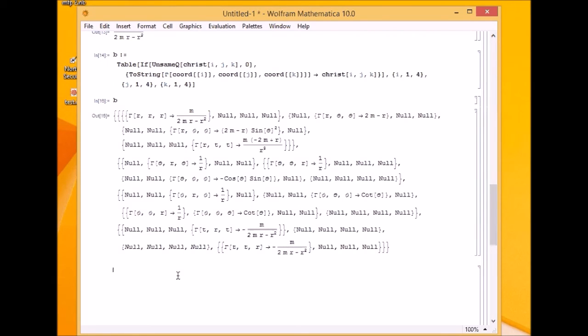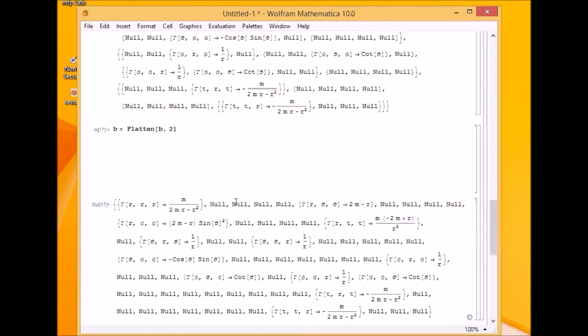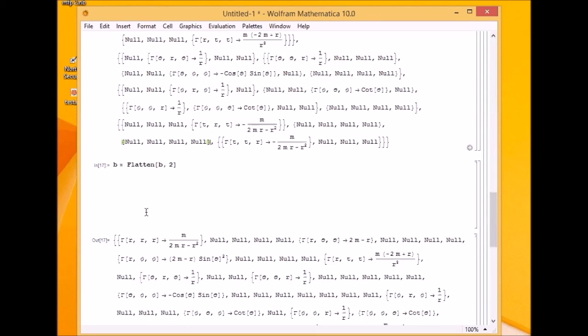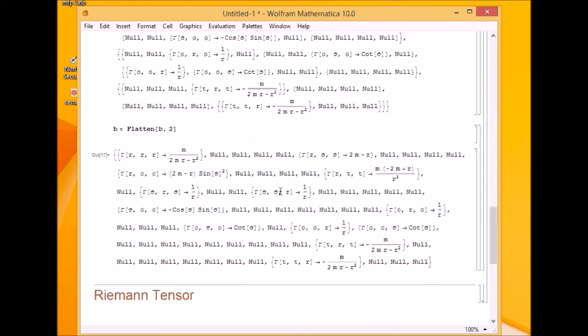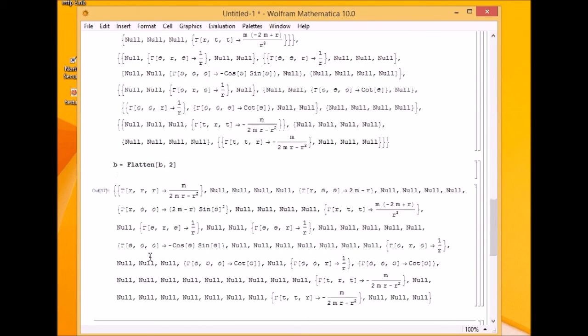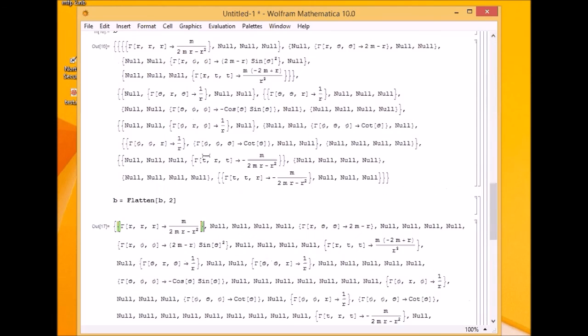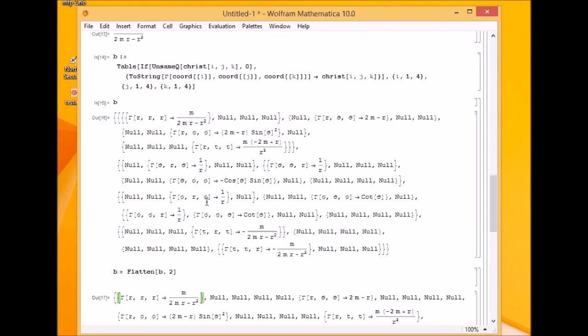So to flatten it out, the function is called Flatten. So Flatten, and I pass b, and I need to flatten two levels. Let me do it first. So you see now it became flattened, all the extra brackets got erased, and everything is in the first order. The reason I need to do this is that when I want to show it in a column form, I should not have any additional brackets, because otherwise it will treat it as a matrix.